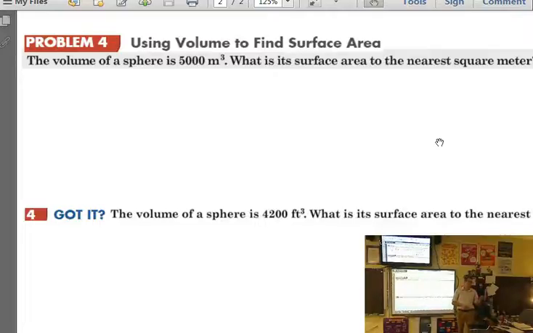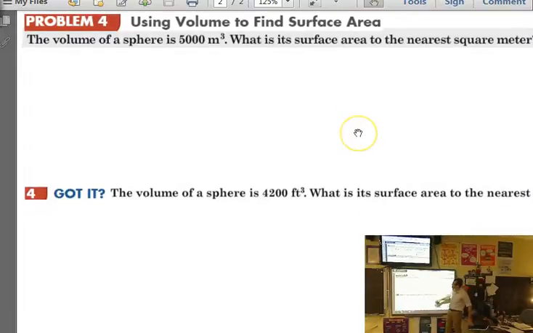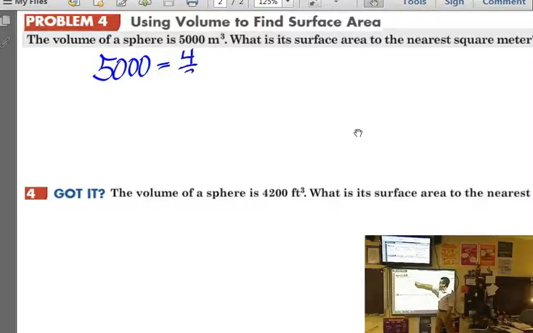Well, let's go Caleb, since I called on Caleb and you spoke over top of him. You could work backwards. You know the volume, and you know how you get the volume. So you could set up 5,000 meters cubed equals 4/3 times pi times radius cubed.